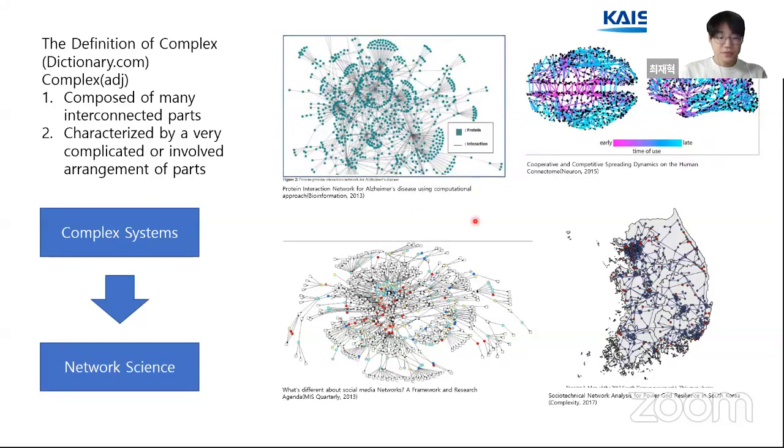The top left image shows a protein interaction network for Alzheimer's disease. The top right shows an example of a human brain network. The bottom left and the bottom right show an example of a social media network and a power grid network used in South Korea, respectively. As shown in these examples, networks are being used to study complex systems, and thus show the importance of network science.